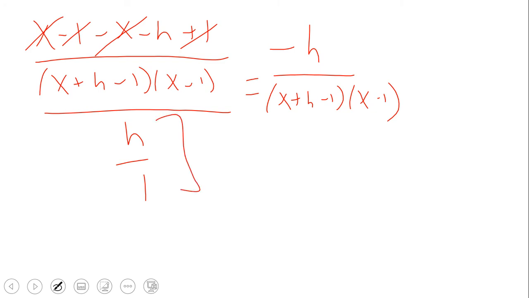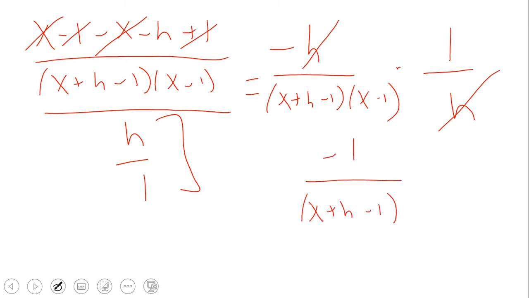If you want to get rid of this complex fraction, remember you're going to multiply by the reciprocal, 1 over h. That's going to cancel the h's. And that's going to give you negative 1 over x plus h minus 1 over x minus 1. Now, this original problem was to find the limit. I dropped my limit statement along the way just because it's easier, but you have to make sure that you put it back in the final step.